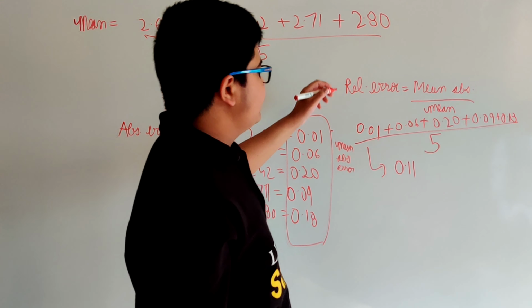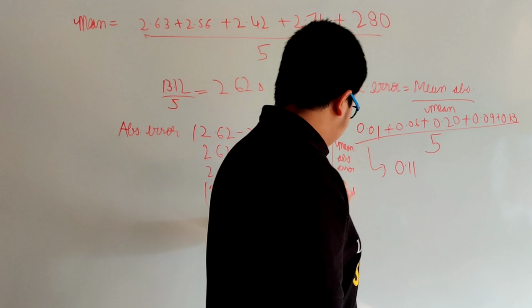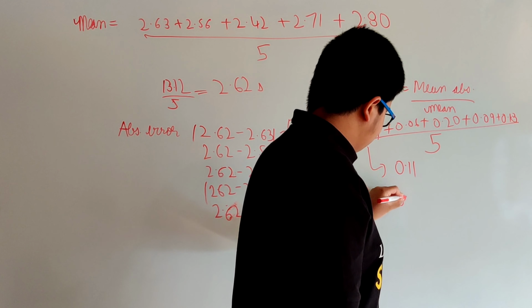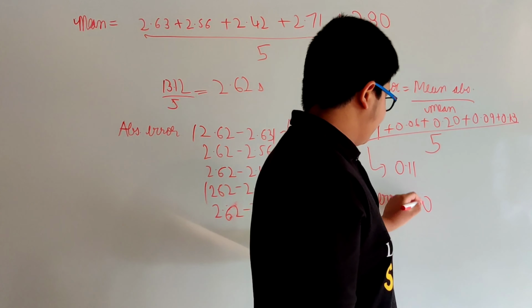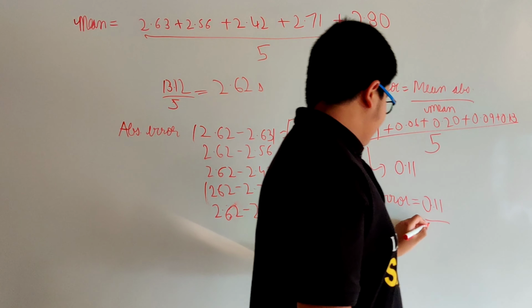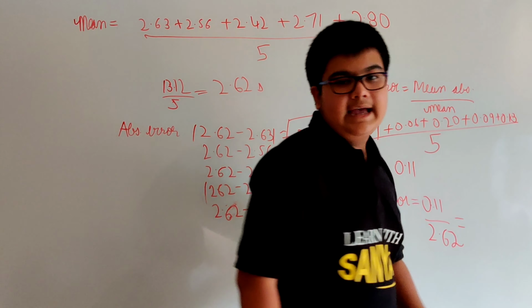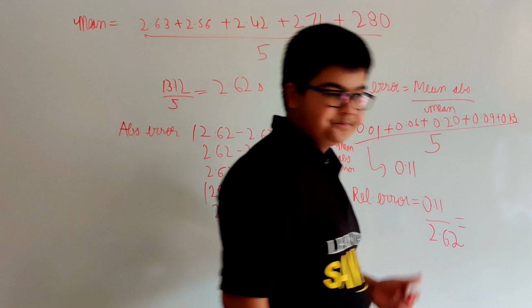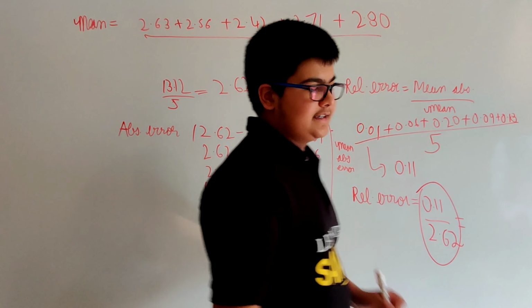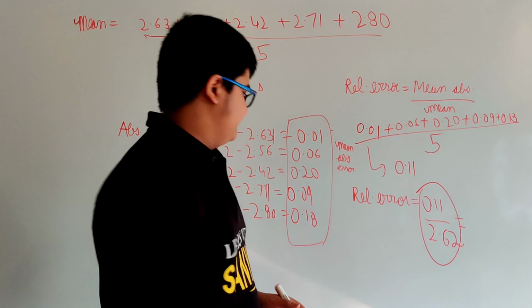And now relative error is nothing but this mean absolute error divided by mean. So therefore, relative error will become 0.11 divided by the mean, that is 2.62. So this relative error comes out to be 0.11 divided by 2.62. And now we have to find the third thing, that is percentage error.